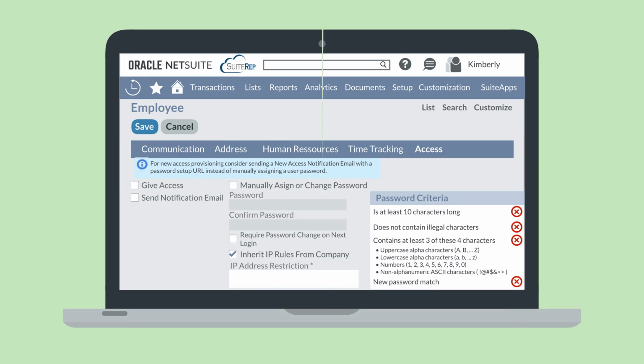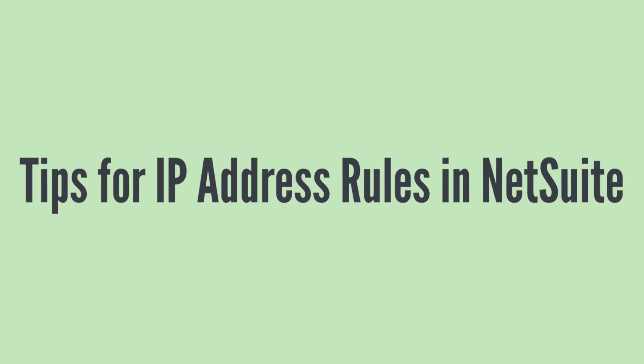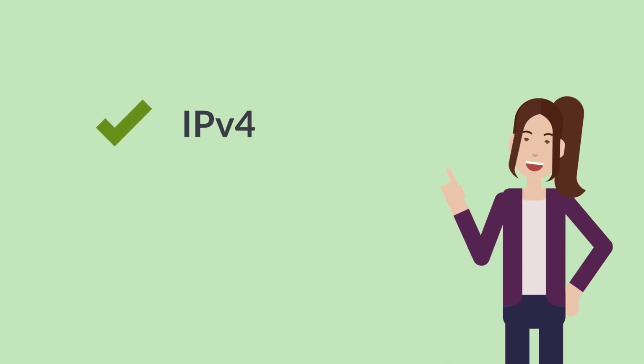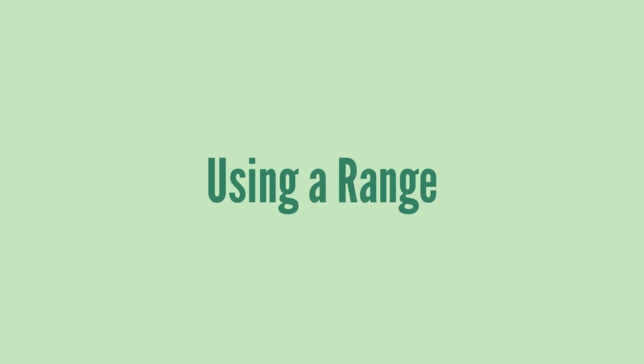But before we go, let's look at some quick tips for using IP address rules effectively. First, it's important to note that you will need to use an IPv4 address because NetSuite does not allow IPv6 addresses. Also, when you list IP addresses in NetSuite, you'll need to separate them with either spaces or commas. Let's take a look at some more tips for entering IP address rules.